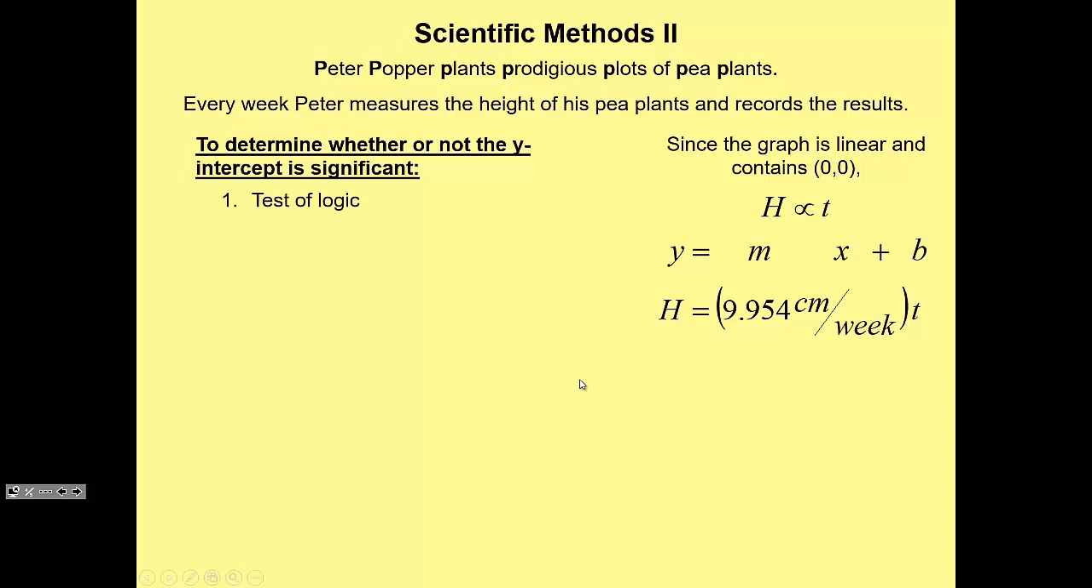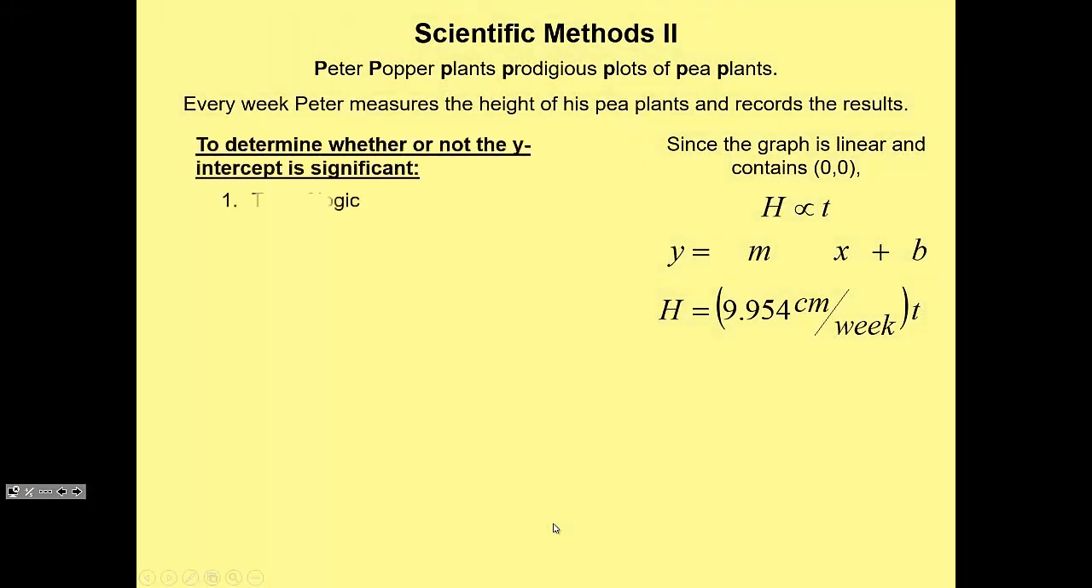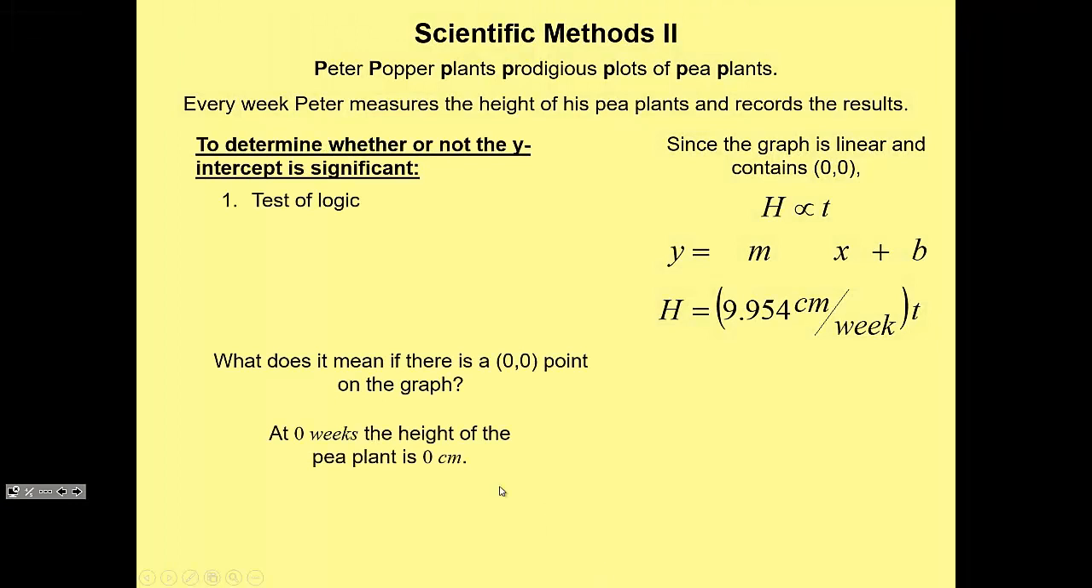Should the y-intercept be 0, 0? Or should it be something non-zero? And that basically means, what does it tell you? So think about what it would mean to have a 0, 0 point on the graph. Let's go back to the graph. This is a graph of height versus time. So what would 0, 0 on this graph mean? Well, it would mean when the time is 0, the height is 0. At 0 weeks, the height of the pea plant is 0 centimeters. Does that make logical sense?